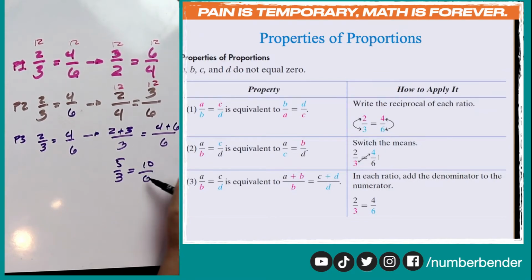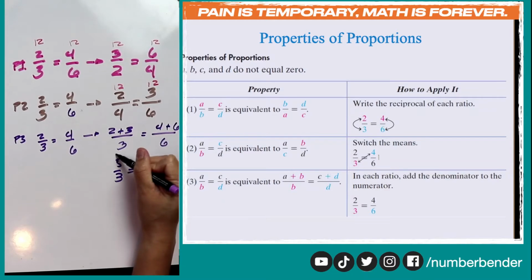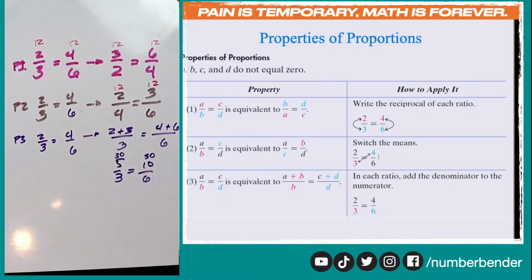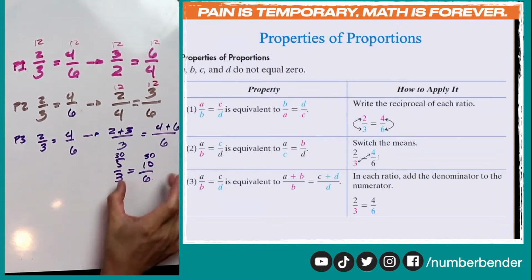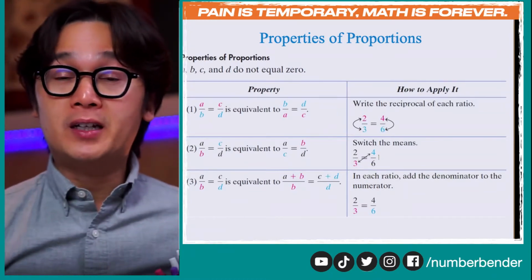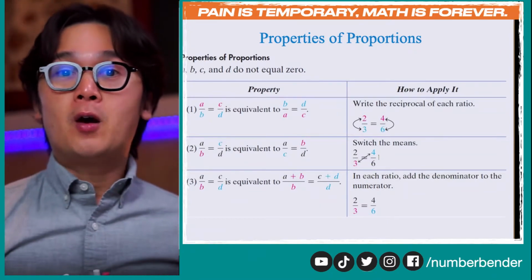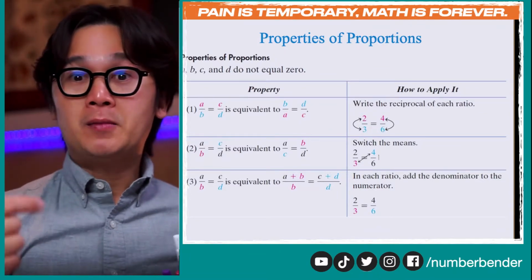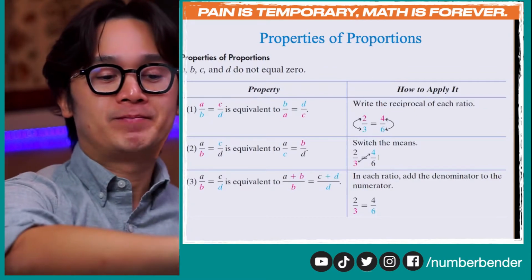But this time, if we multiply 6 and 5, it will give us 30, and 3 and 10 will still be 30. So we modified our equation, but the value will still remain. They are the same, they are equal, and this is the property, or the third property, that we can make use of when we are working with proportions similar to the examples that we have shown.